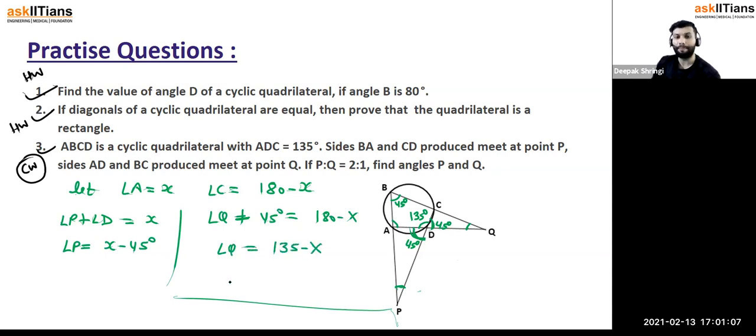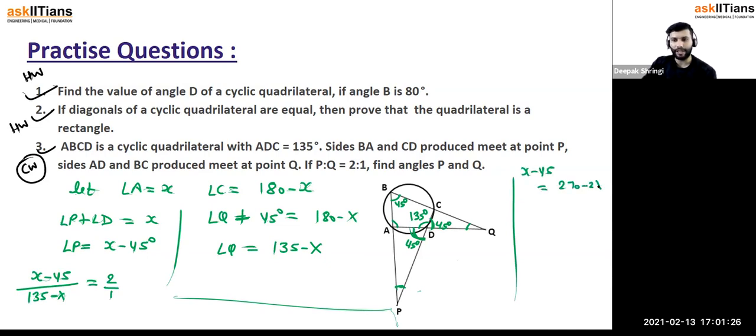From here you get that P by Q is given to you, it is 2:1, right? That means P x minus 45 divided by Q, 135 minus x, and the ratio is given to me. The ratio is 2/1, right? Okay, I'm solving it over here. If you cross multiply, I'll get that x minus 45 degrees, it would be equals to 270 minus 2x, right? That means 3x equals to 315. That means x is equals to what, guys? 105 degrees, right?